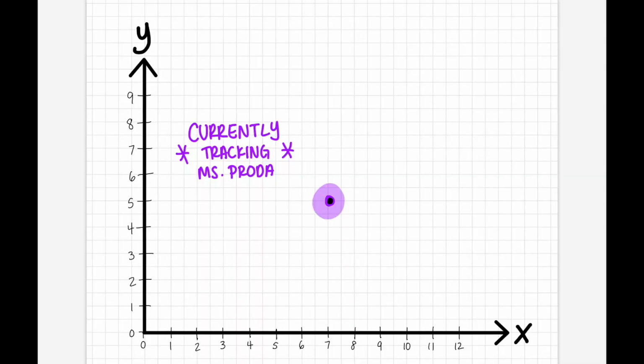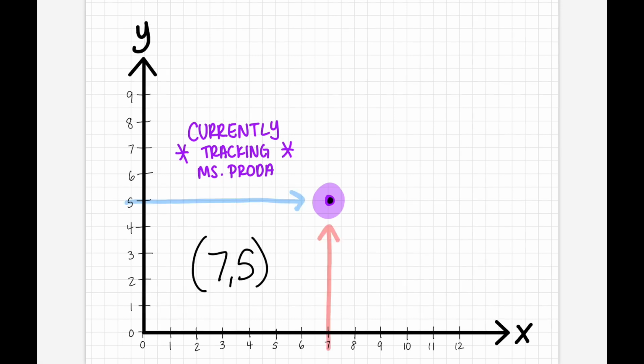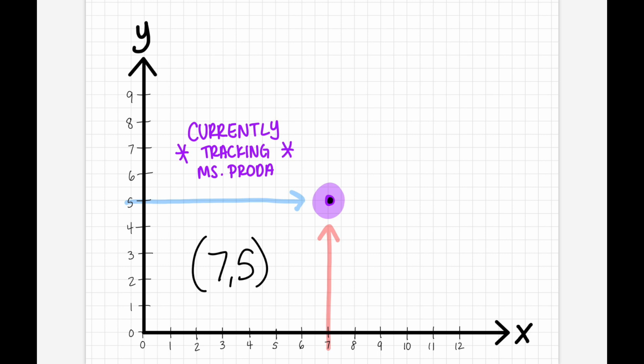Here I am, I'm at the park. Let's take a look at the tracker to figure out where Miss Proda is. Take a moment to come up with the ordered pair yourself. If you said 7, 5, you are correct. Miss Proda's location, the park, is located at 7, 5.